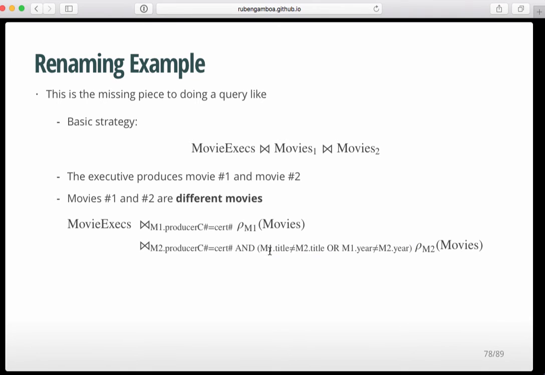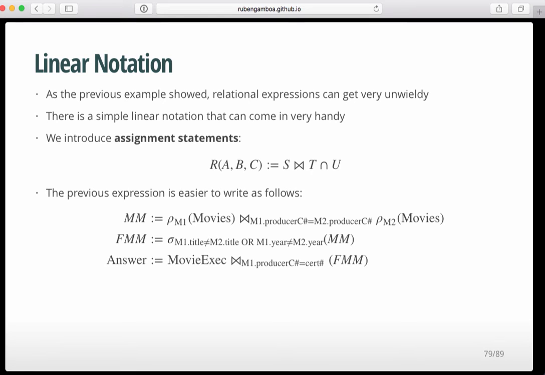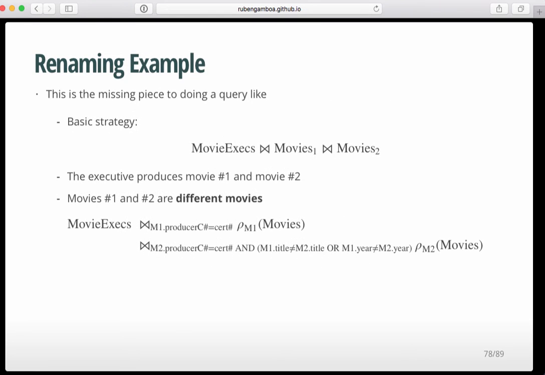And here's one way to do that. Maybe they have different titles, in which case they're different movies. Maybe they have different years, in which case they're different movies. And remember that to be the same, they have to have the same title and the year. Look at that expression. That's starting to get a little hard to read.